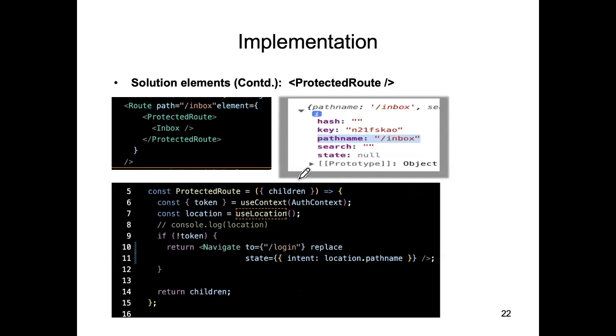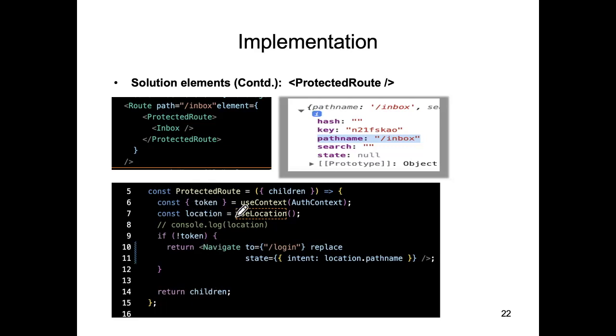Here's another few excerpts from my implementation. Here's a typical route. This is the one that we showed earlier on. So I'm just repeating that here for reference purposes. Here's the actual protected route component, the one that's mentioned here. So when the user tries to access the login page, the inbox page, and they're not logged in, this component is mounted, which means this component executes.